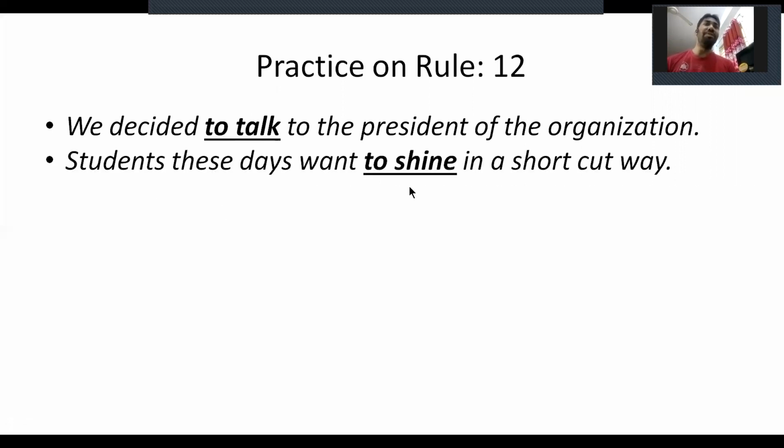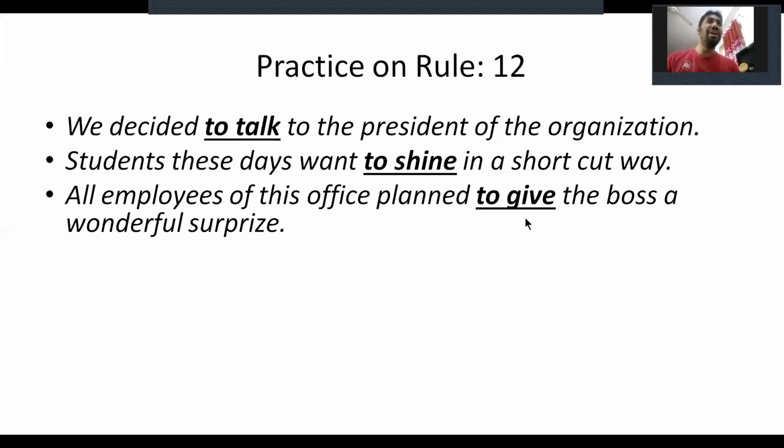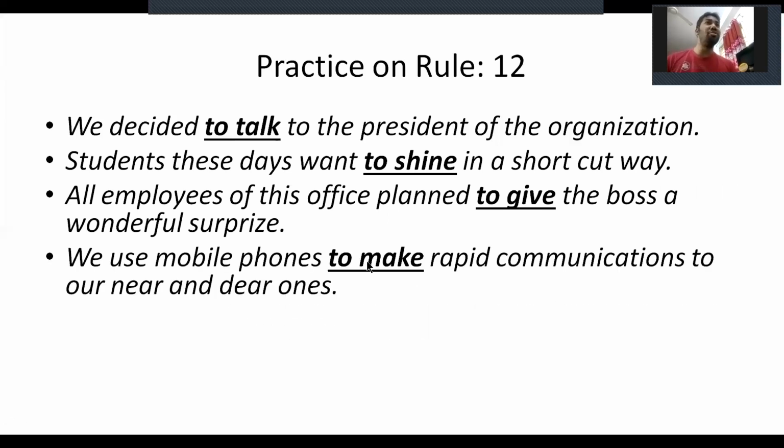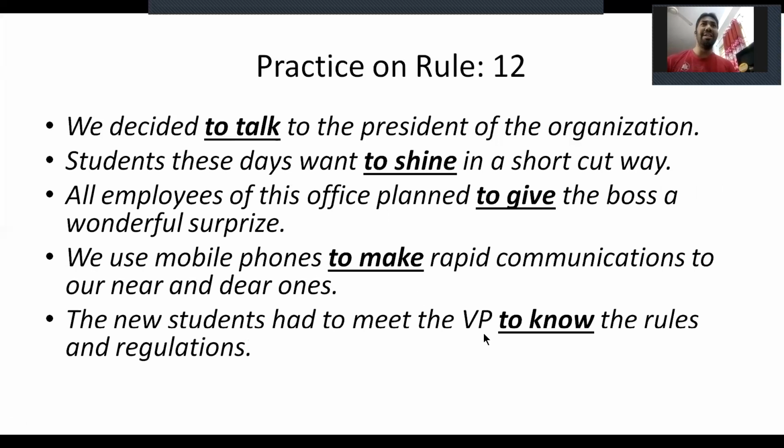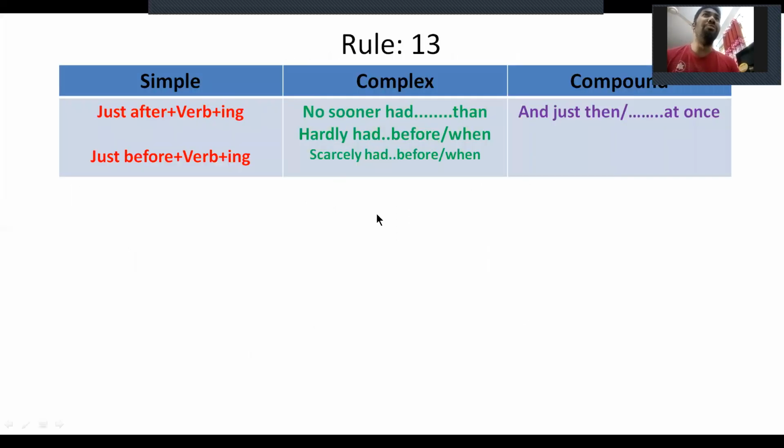The second one is also in simple form. This one is also to be changed to complex and compound. The third one is also in simple form. You need to make this one complex and compound. The fourth one is to be changed to complex and compound. The fifth one is also to be changed to complex and compound. I believe that you have understood the structure of changing the sentence from simple to complex and compound here at Rule 12. And I believe you have understood it very well, and you're going to change these sentences I'm showing here as part of your homework.